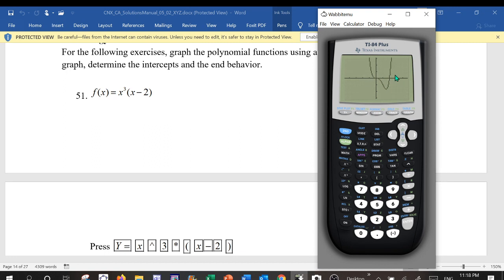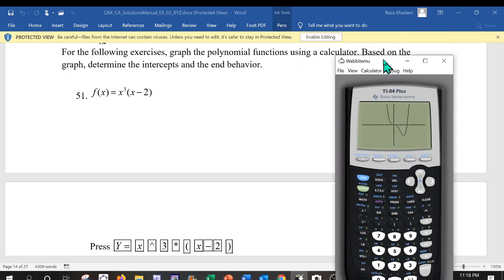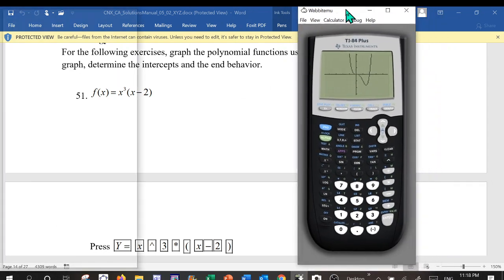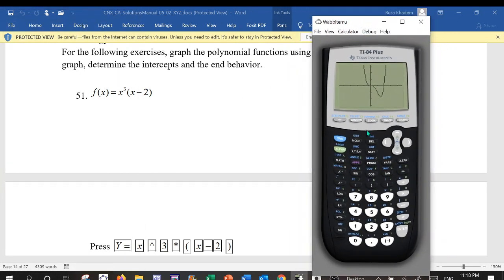So it looks like the end behavior looks like on the right it goes to infinity, on the left also goes to infinity, right? And it says find the intercepts and the end behavior. Well, looks like if we trace over it, right? Looks like the y-intercept when x is 0, y also is 0, right?